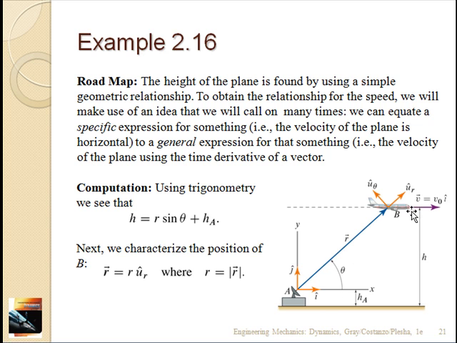Okay, the plane is flying horizontally, so it has some velocity v naught, and the direction is given by the unit vector in the x direction. Okay, so there's a u hat sub r, which is the unit vector along r, and a u hat sub theta, which is a unit vector perpendicular to that, but still in the xy plane. So we can just relate h to h_A plus r sine theta, right? So r sine theta is this height here.